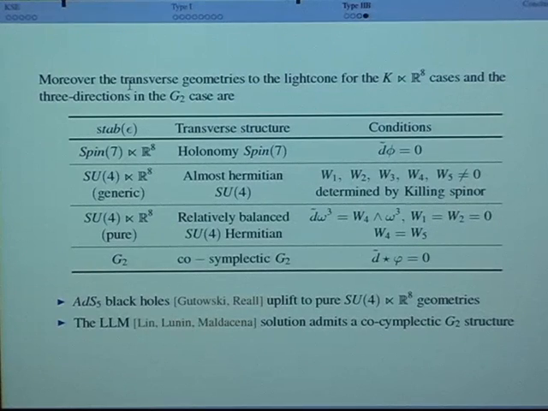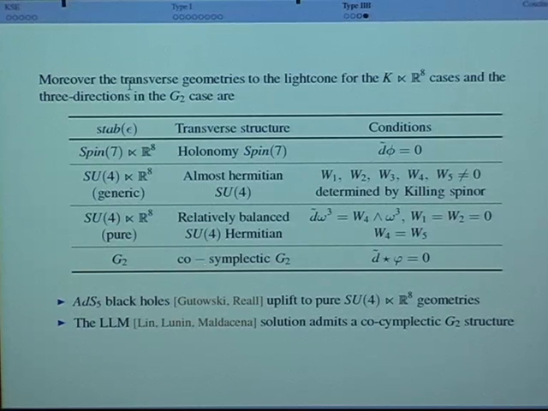Moreover, one can ask, what is the geometry transverse to these directions? In the first case, I already mentioned, it is just holonomy Spin(7) manifolds. In the generic case, the Gray-Hervella classes are completely determined in terms of the functions that appear in the Killing spinor. In the pure case, one gets W1 and W2 to vanish, which indicates that there is a double complex structure on the transverse space to the light cone, and there is a relation between the forms associated with the Hermitian form and the (4,0) form.